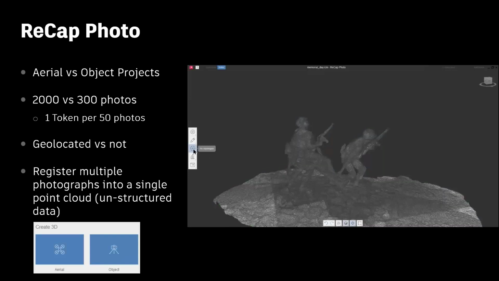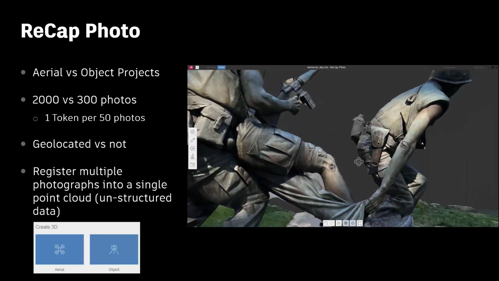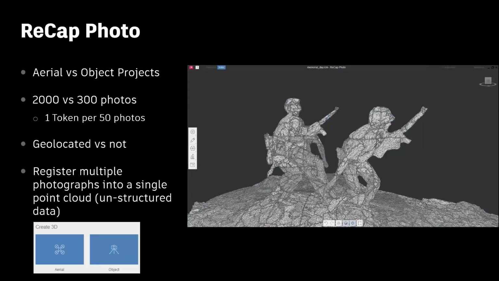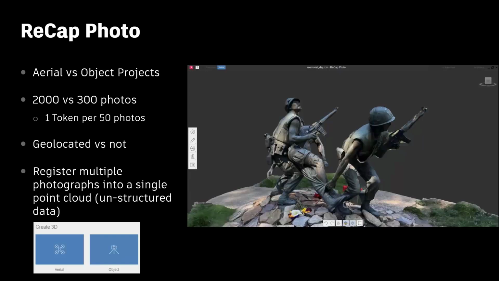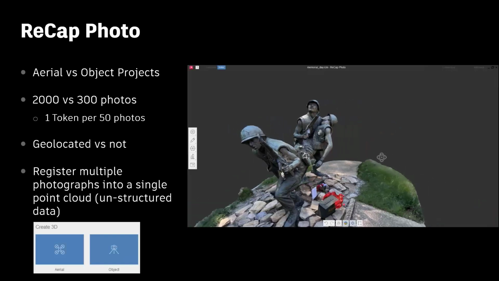that memorial, that statue. We can upload up to 300 photos there. It does cost 1 token per every 50 photos, so do keep that in mind. And when we process this, this is what's called unstructured data, because unlike what we saw earlier, we don't have that single point setup where we're capturing the 360 photos.